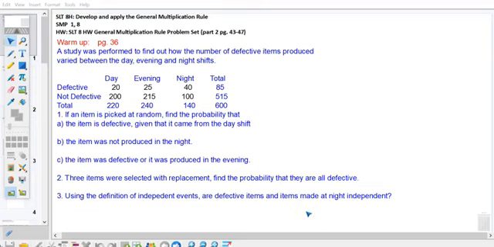Today we are going to develop and apply the general multiplication rule for probability. But first, a warm-up. Turn to page 36, pause the video here, and try this, all three questions now.